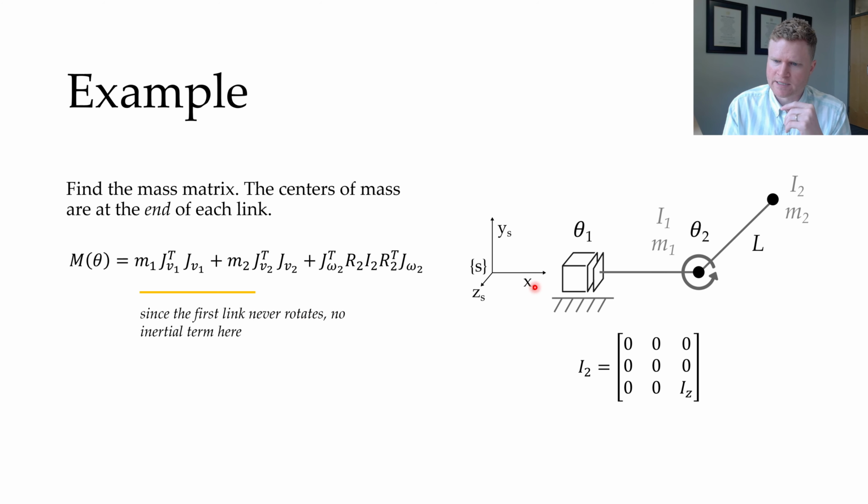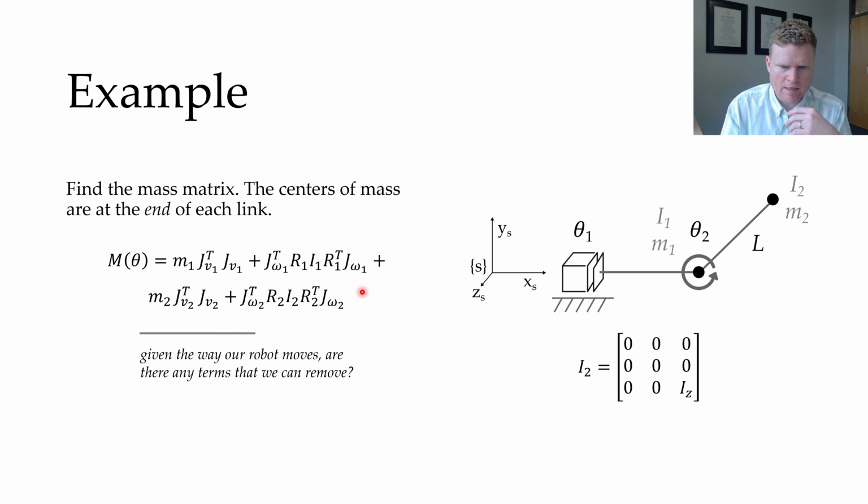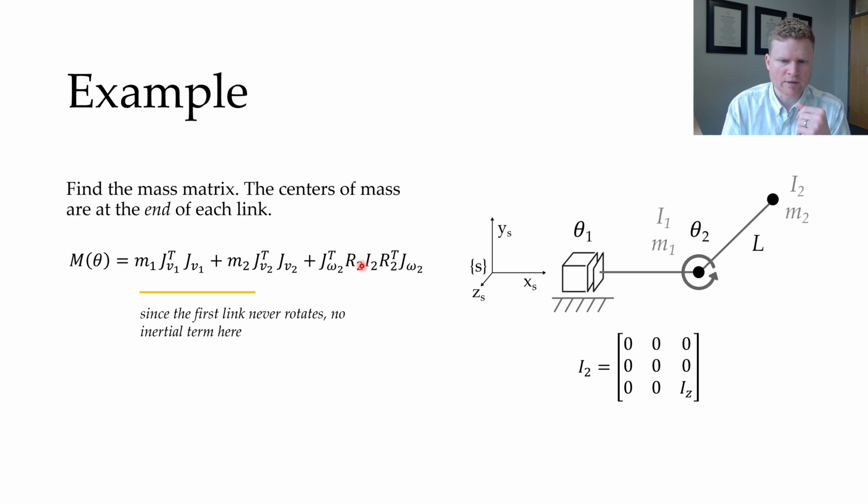Maybe you recognize that this first joint is a prismatic joint, and that means that this link is only ever going to extend and retract. It's never going to rotate. And so there isn't any sort of angular velocity component for that link. That means this term right here that captures the contribution from this angular velocity is going to be 0. And so I'm left with just this for finding my mass matrix.